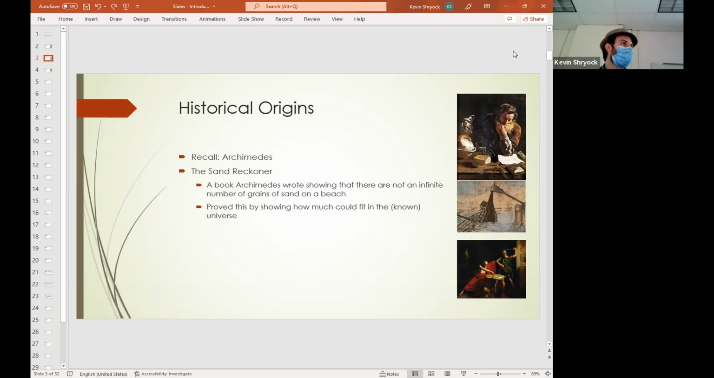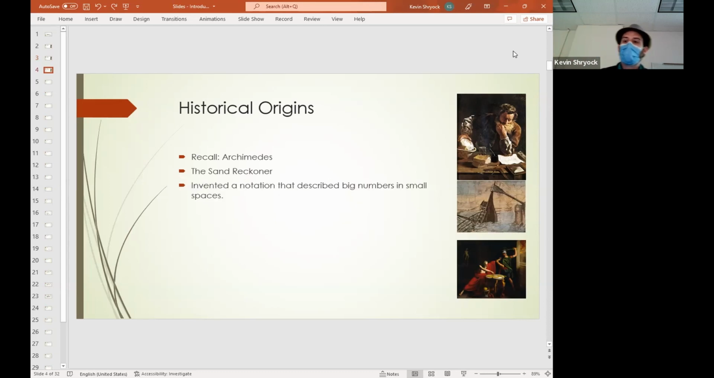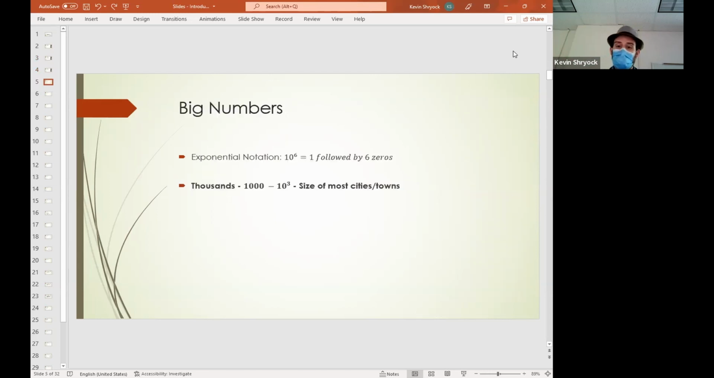And he published his work in what he called the Sand Reckoner. He was able to show people that numbers, big numbers, can be written easily and worked through logically. So we can credit Archimedes for the very first exponents, because that's really what he created.